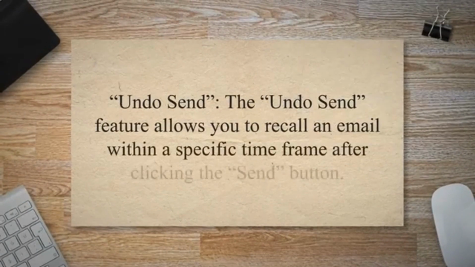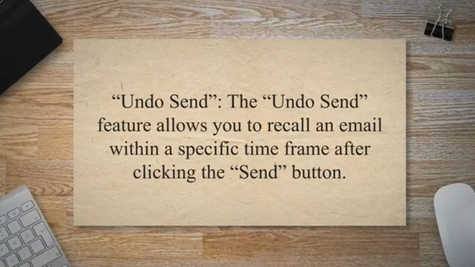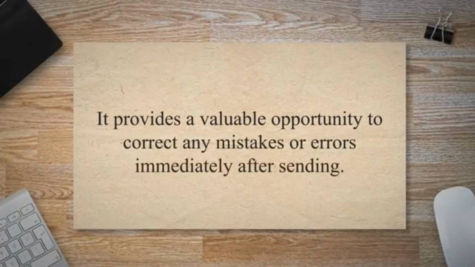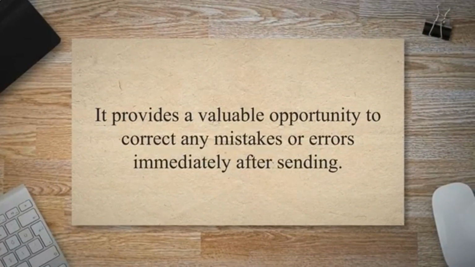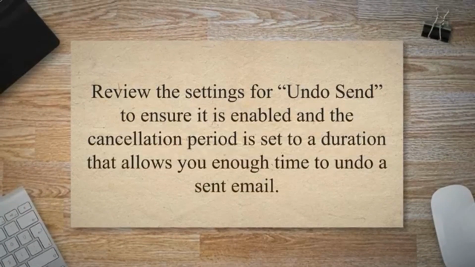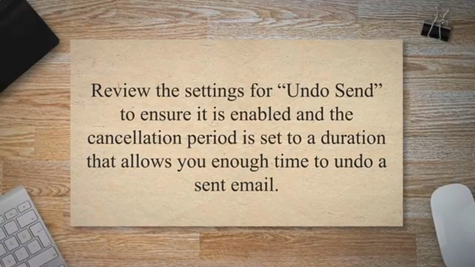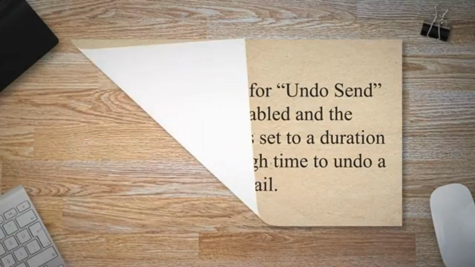Undo send. The undo send feature allows you to recall an email within a specific time frame after clicking the send button. It provides a valuable opportunity to correct any mistakes or errors immediately after sending. Review the settings for undo send to ensure it is enabled and the cancellation period is set to a duration that allows you enough time to undo a sent email.